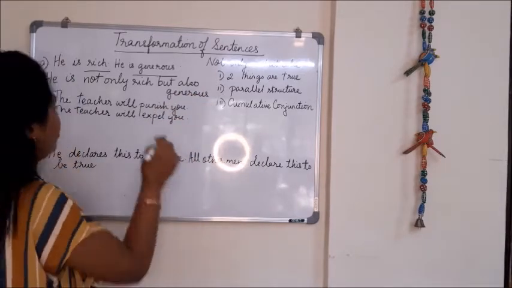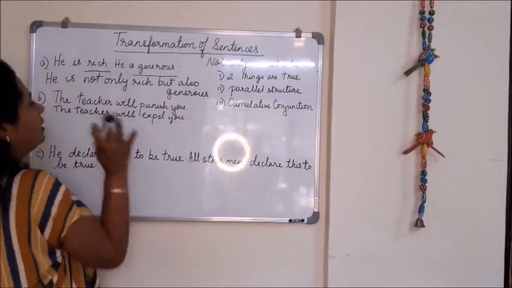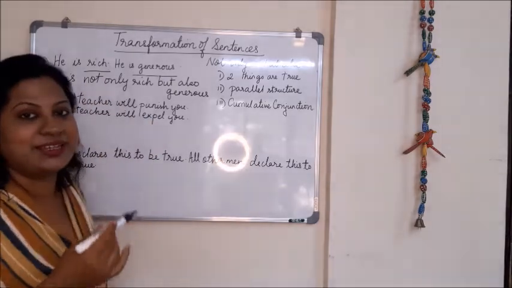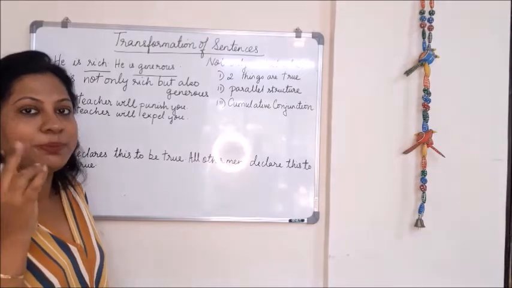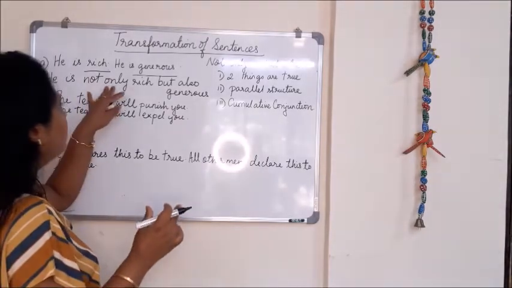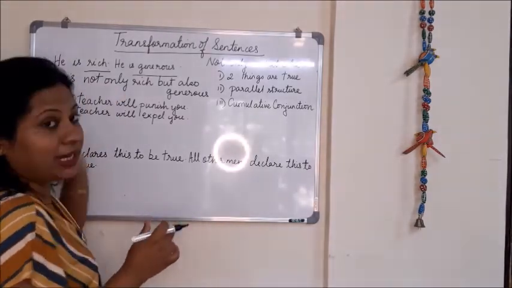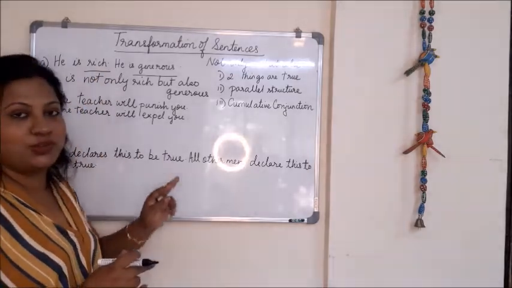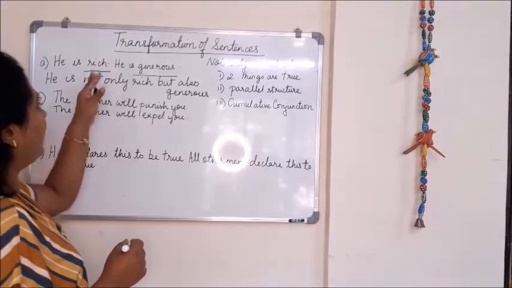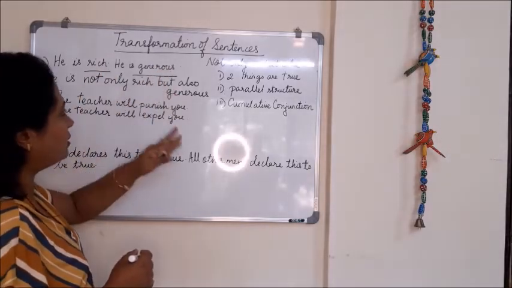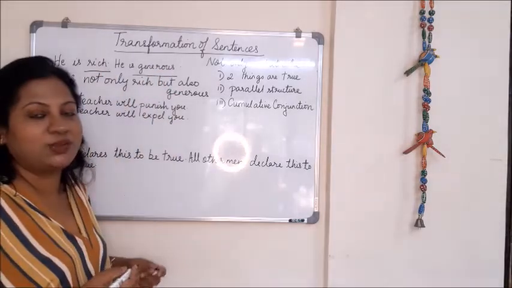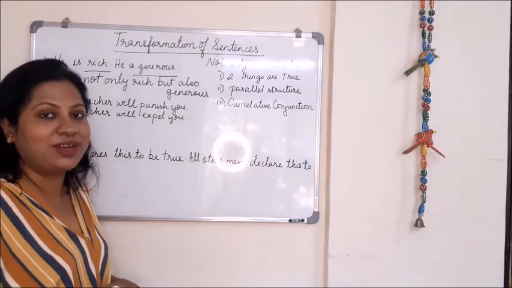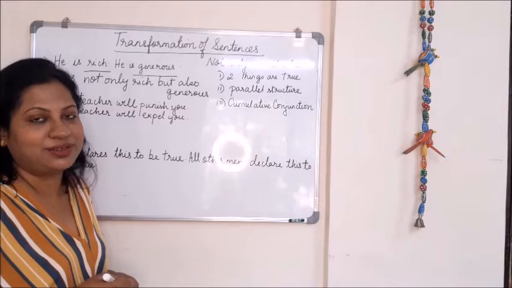Therefore, we need to use not only before the adjective, and since he is common, we are not repeating he is once again. So we will put the he is, which is a common subject, in the beginning of the sentence, and before the adjective rich, we are supposed to use not only, and then before the second adjective generous, we are again using but also. This is how we can combine: he is not only rich but also generous.